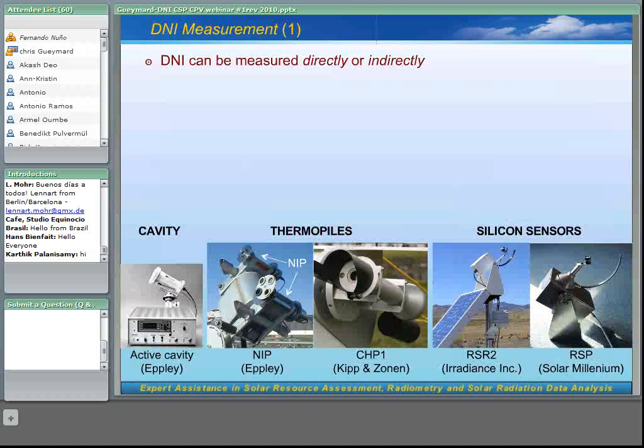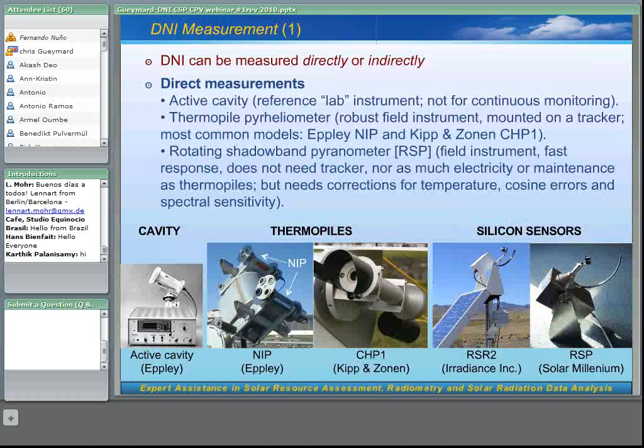Now, measurements. DNI can be measured directly or indirectly. Obviously, the most interesting measurement is the direct measurement. And this can be performed with different kinds of instruments. The first one is a reference instrument, which is called the active cavity radiometer. It's mostly a laboratory instrument. It's not made really for continuous monitoring, and it's very expensive and very difficult to maintain, but it's very important for calibration.